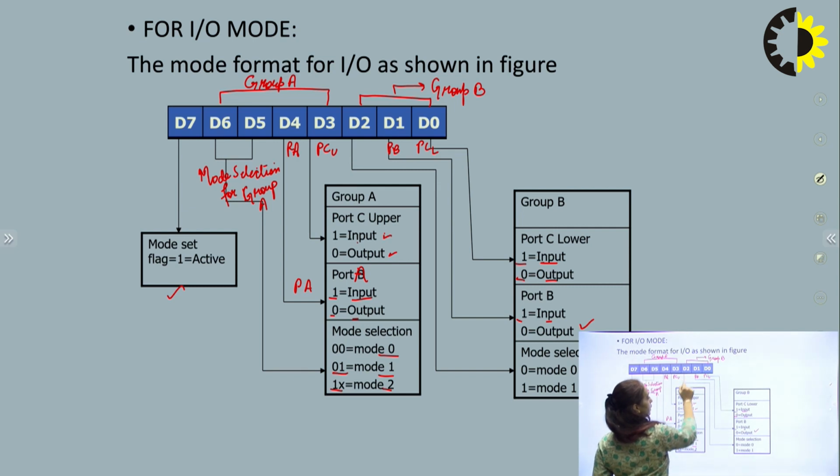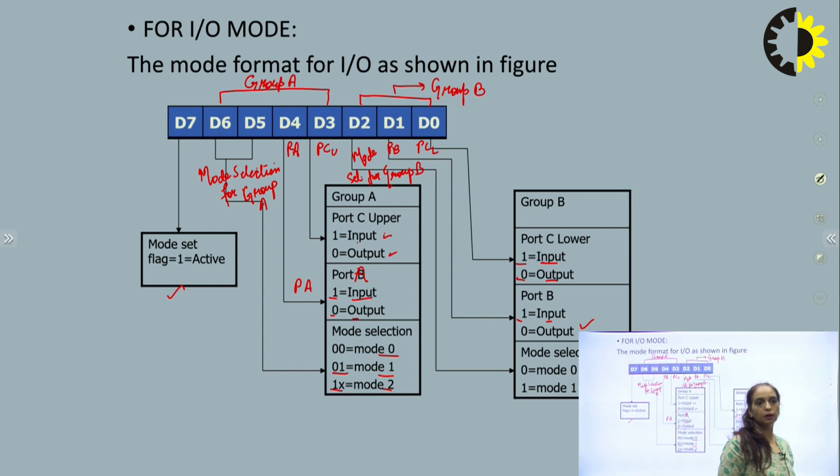Then we are left with this mode selection bit. This is your mode selection for group B. If it is 0, mode 0 will be selected, and if it is 1, mode 1 will be selected. Lastly, we are going to see how this interfacing is done with the 8085.